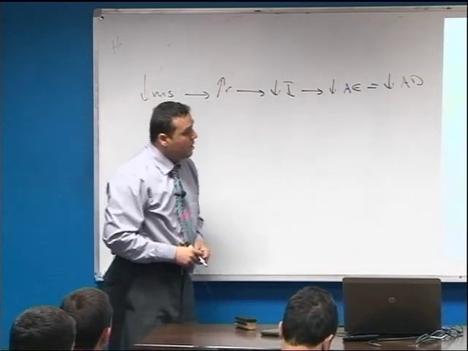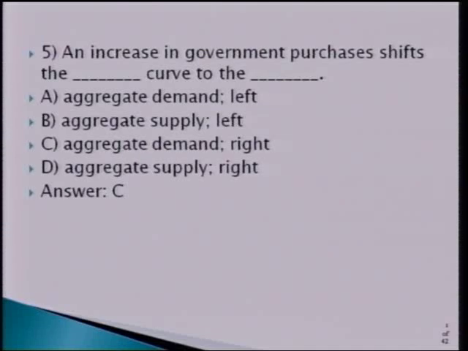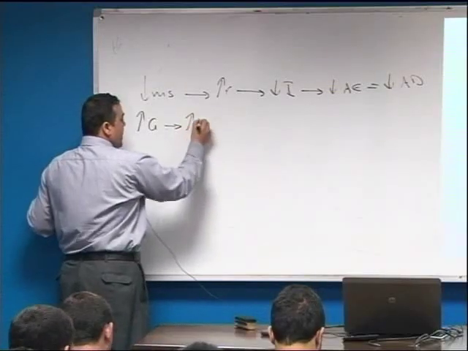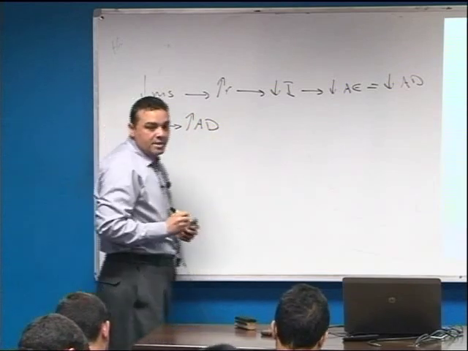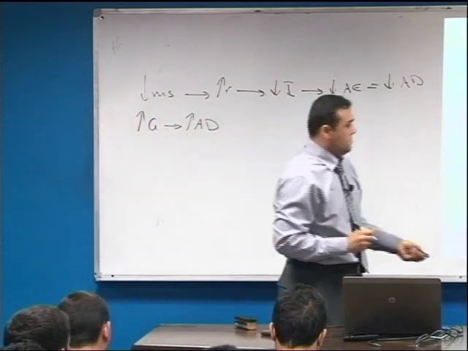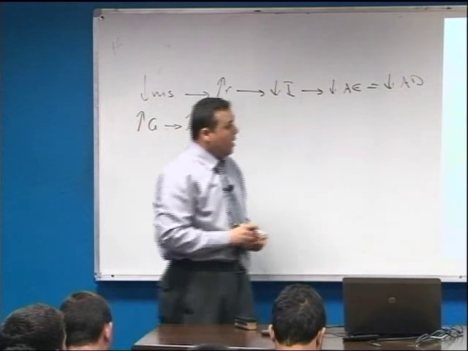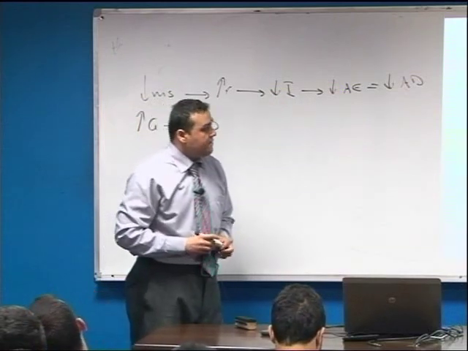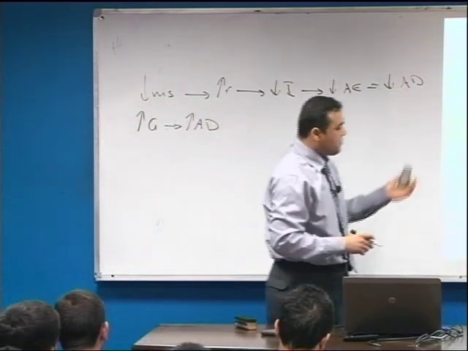Number 3, an increase in the government purchases shifts what curve to what? Exactly. So the increase in government spending, or expansion of fiscal policy, leads to increasing aggregate demand. So there is a rightward shifting in the aggregate demand curve. What else? The aggregate demand curve would shift to the left if what?